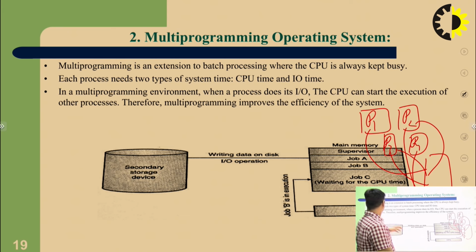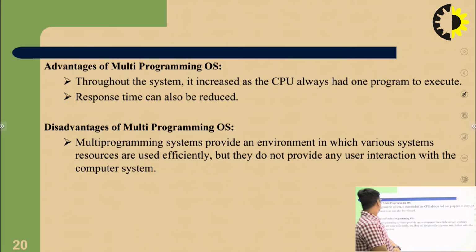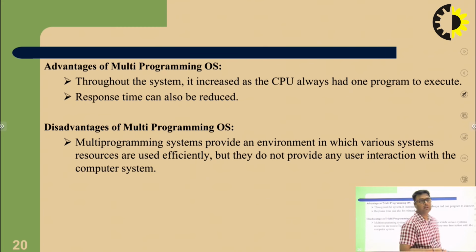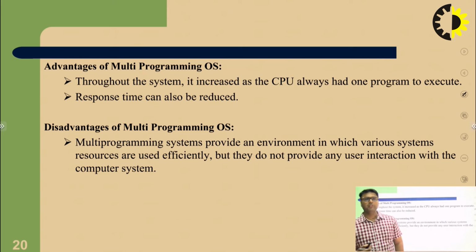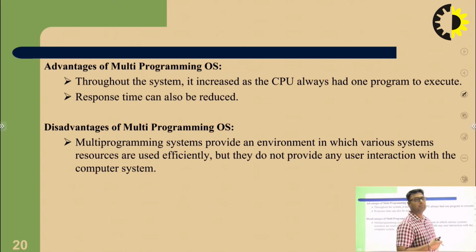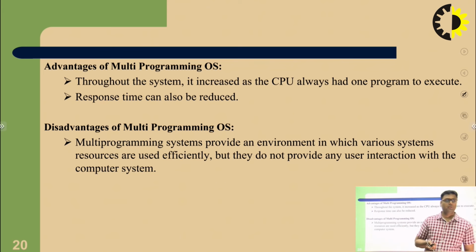Each process needs some CPU time and some input output time. In a multi-programming environment, when a process performs input output, the CPU can start execution of another process. Multi-programming improves the efficiency of the system. Advantage: throughput is high because the CPU is always busy, so throughput increases. Response time can also be reduced.